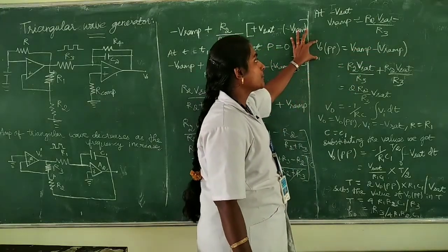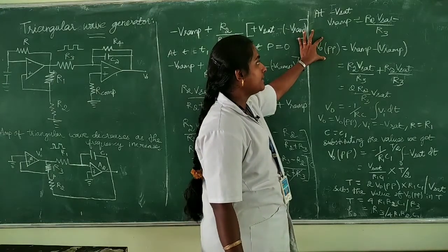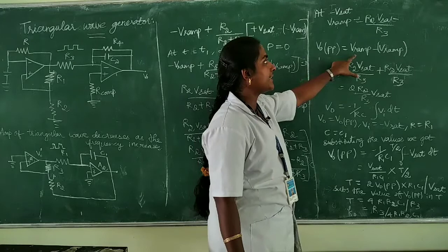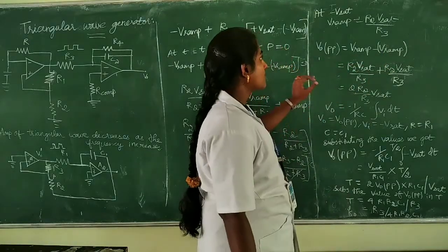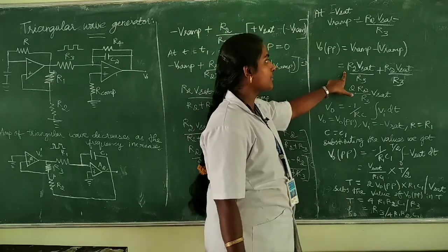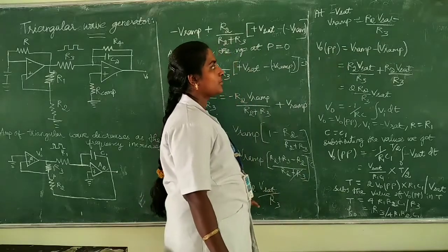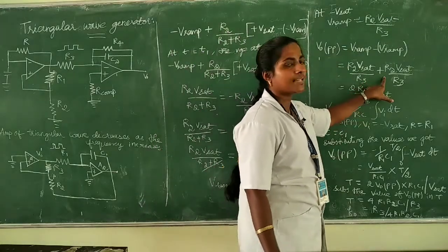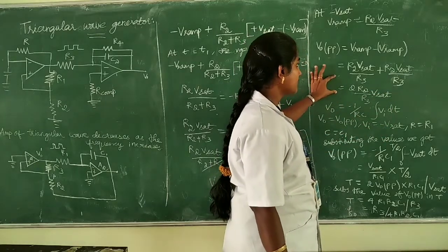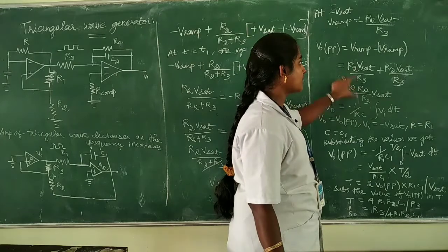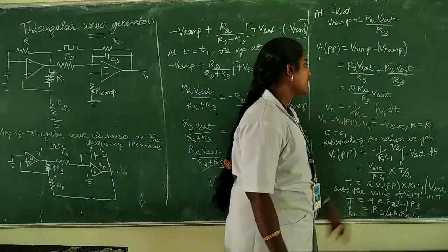So the output voltage peak to peak value at point P, we get V ramp minus minus V ramp. So you will write it as R2 V saturation divided by R3. Here you already have one minus, so you will get plus R2 V saturation divided by R3. Now you can take V saturation, and add the two terms. So you will get 2R2 divided by R3 into V saturation.